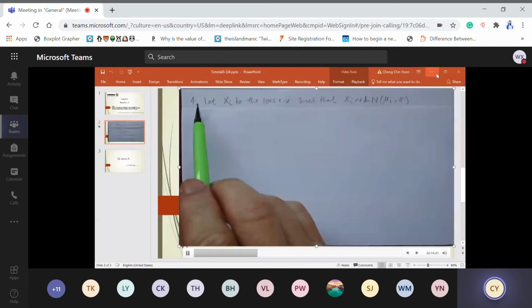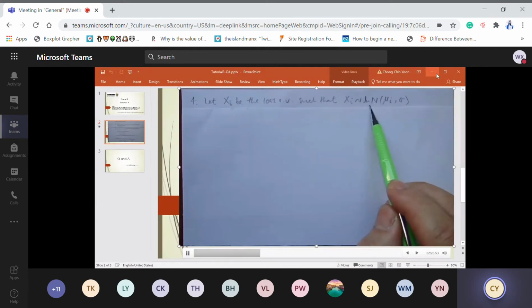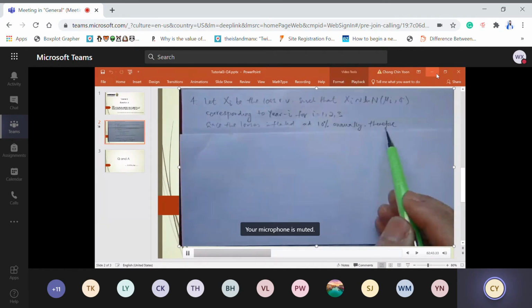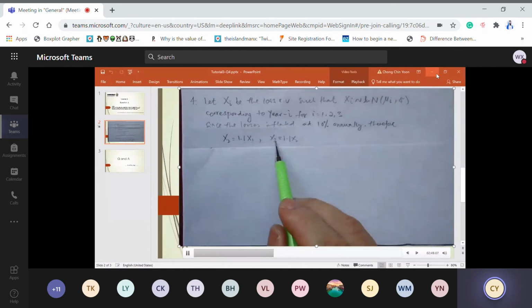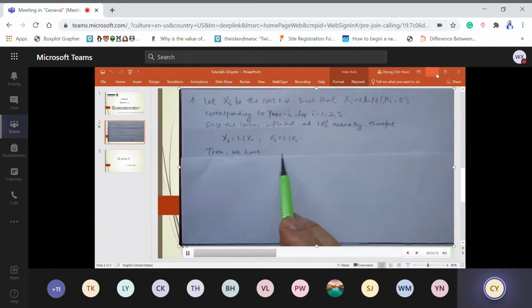Solution for number 4. Let xi be the loss random variable such that xi is lognormal distributed with the parameters mu i and sigma, where the sigma is constant for these 3 years, and mu i corresponds to the year i for i is 1, 2, and 3. Since the losses inflated at 10% annually, therefore x2 is equal to 1.1 x1 and x3 is equal to 1.1 x2. Then we have the following chart.